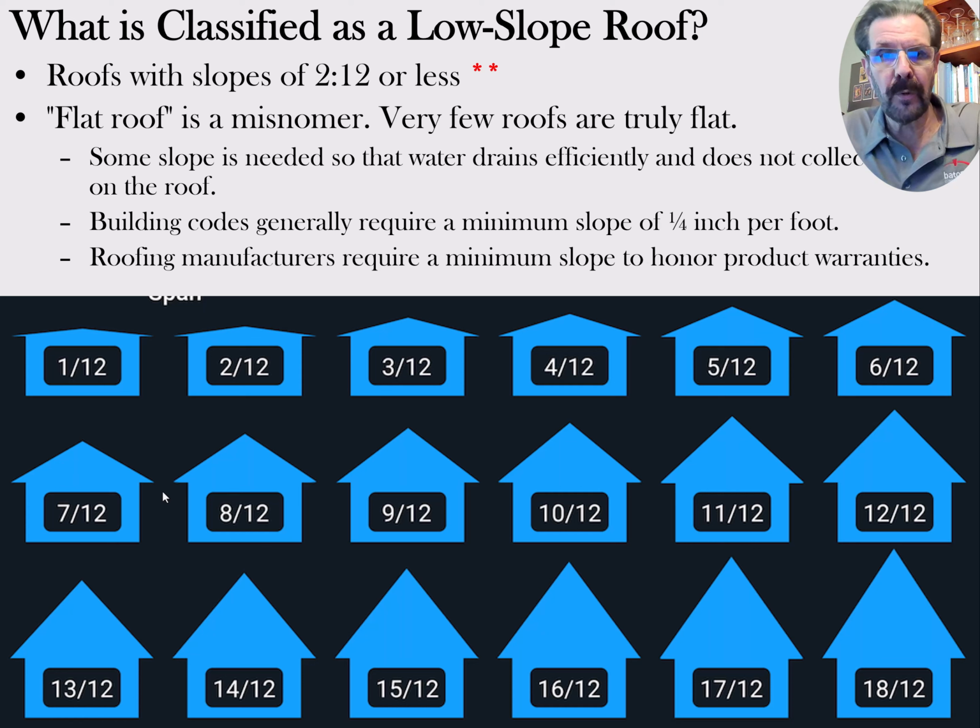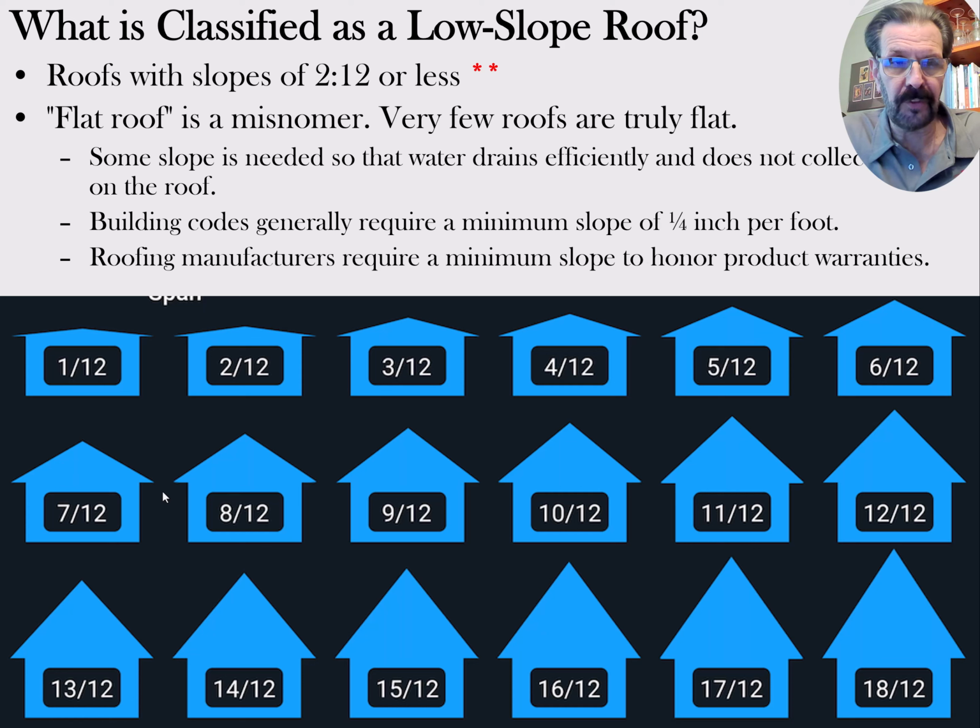A flat roof is a misnomer. There's very few roofs that are truly flat and level. They always have some sort of a slope. So that means generally minimum of a 1/4 inch per foot slope just to send the water somewhere. And so when you're looking at a 1:12 slope, well, that's 1 inch per foot. So that would be a reasonable thing. There are some roofs where they can get away with as little as a 1/4 inch per foot slope.